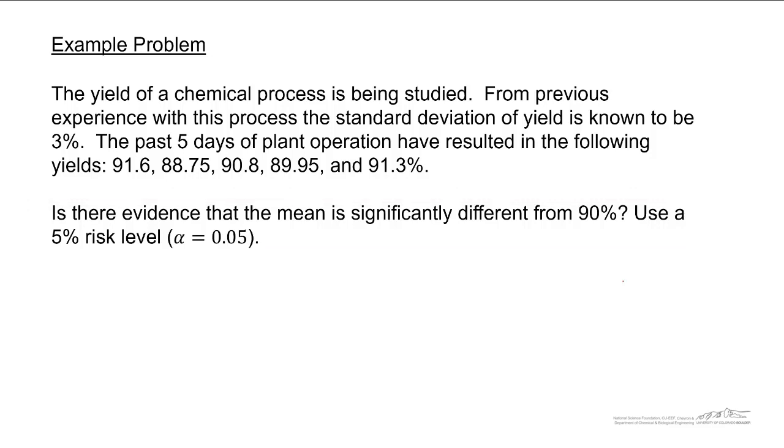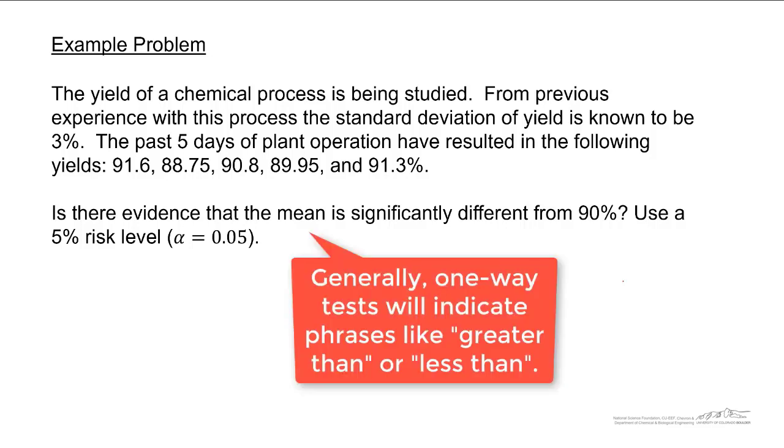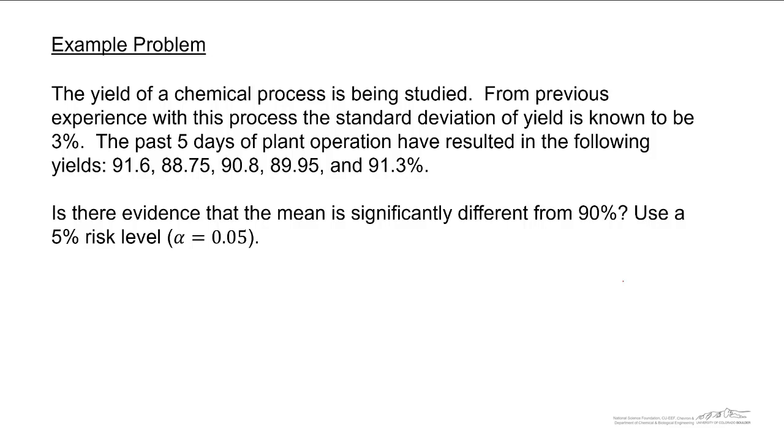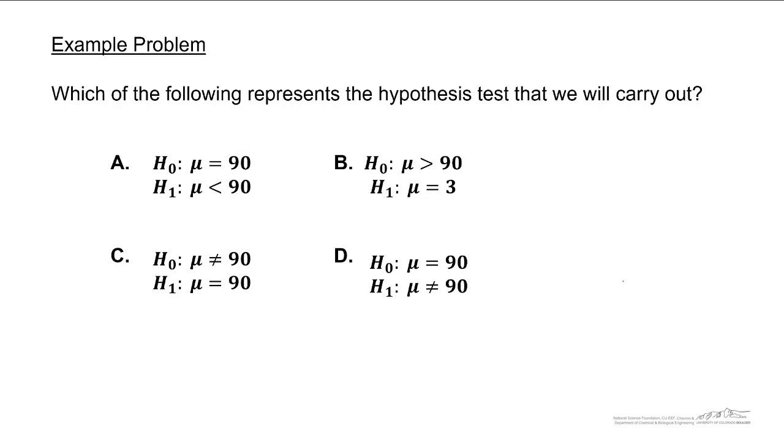Now the problem sort of just asks, is there evidence that the mean is different from 90%? This is sort of an open-ended hypothesis test. You could be greater than 90% or you could be less than 90%. And we want to test either way. Is there evidence that we're significantly different from 90%? Which of the following represents the hypothesis tests that you should carry out? If you selected D, you are correct.